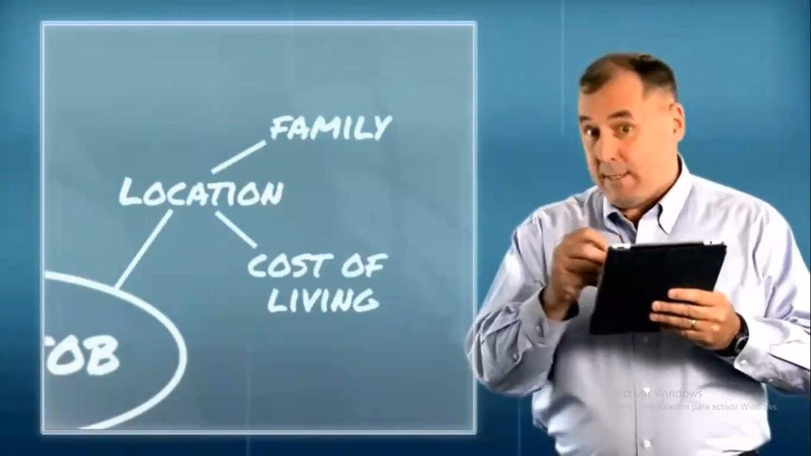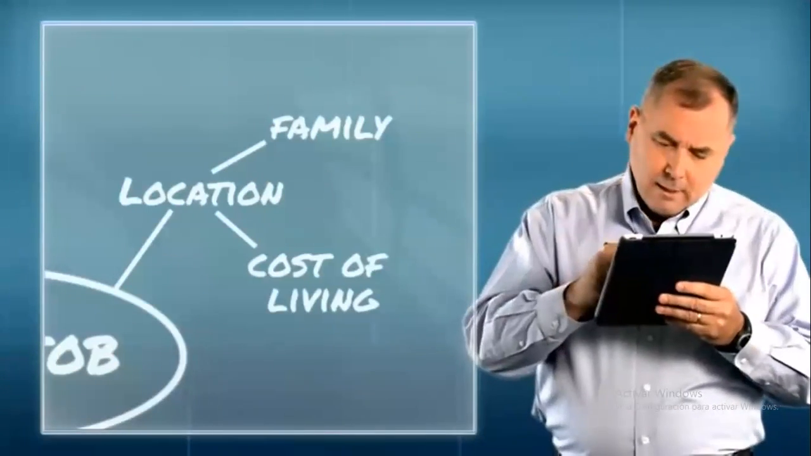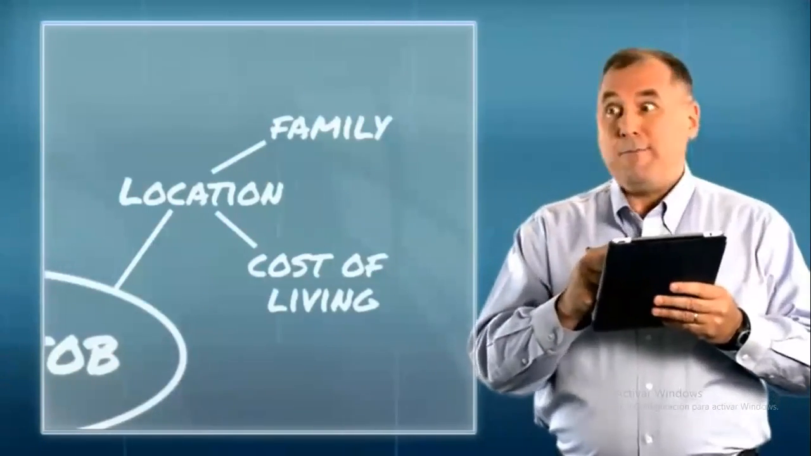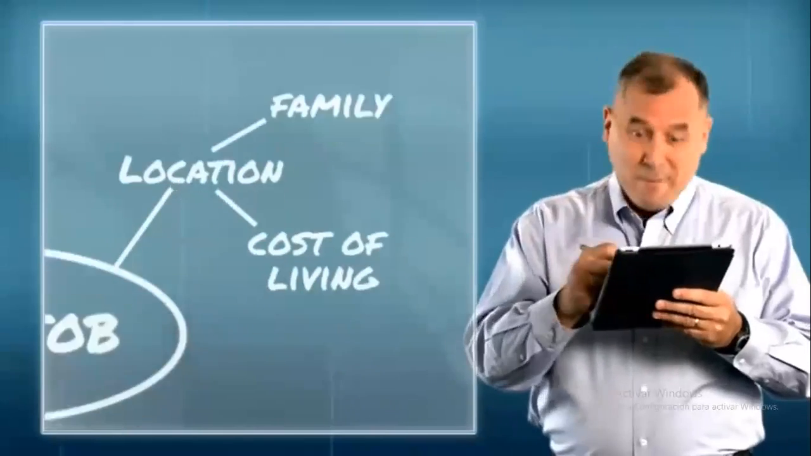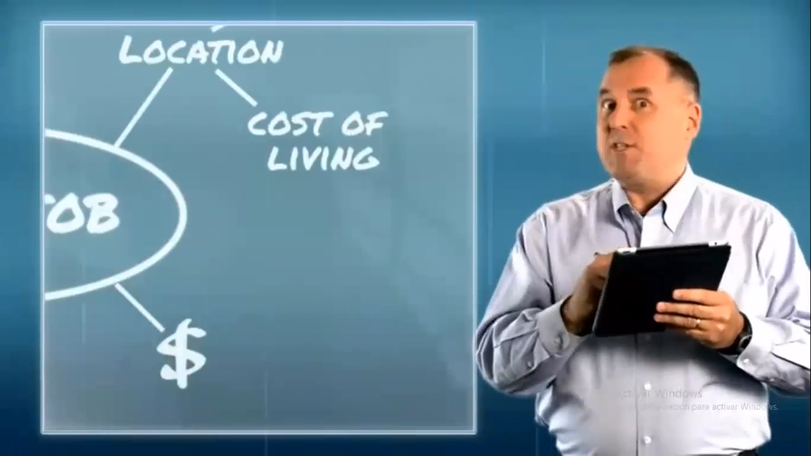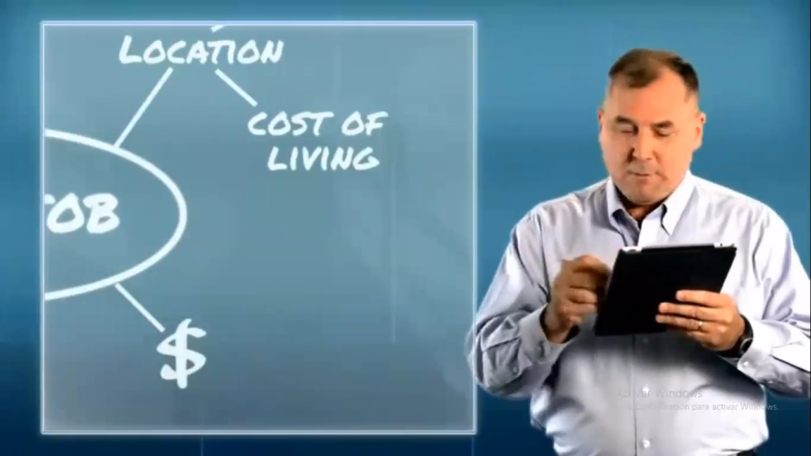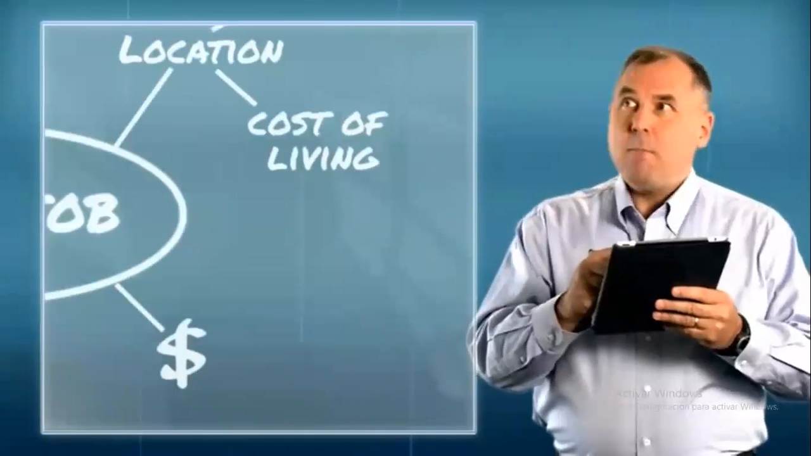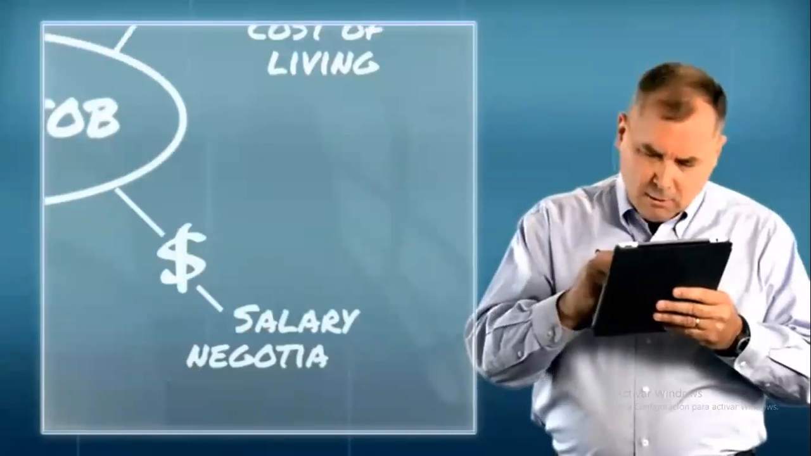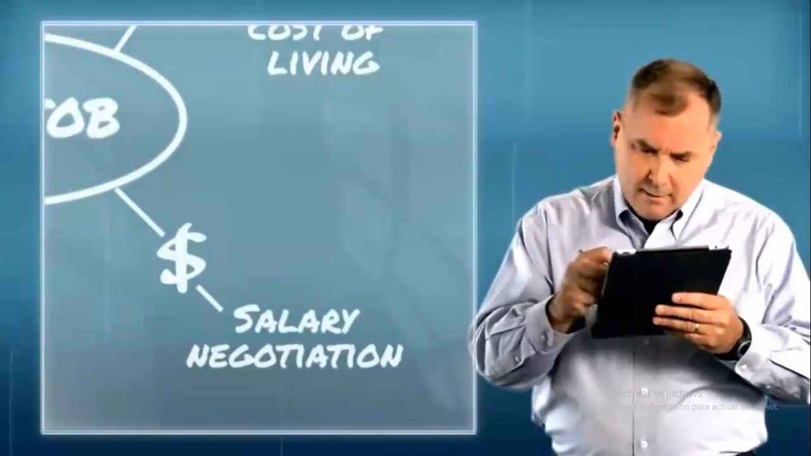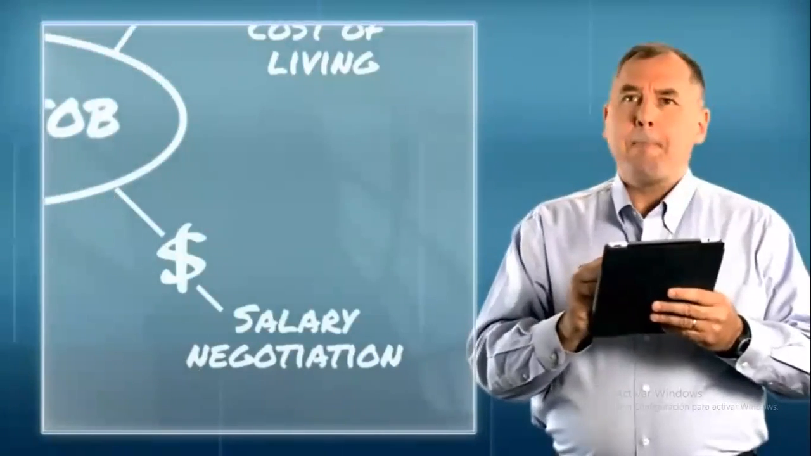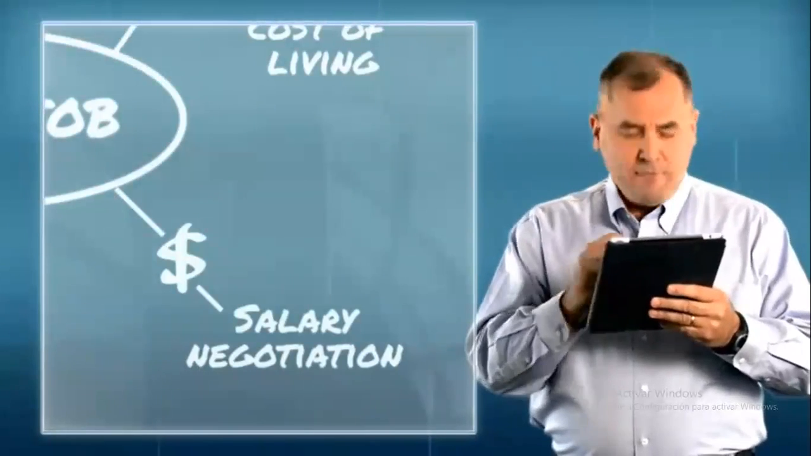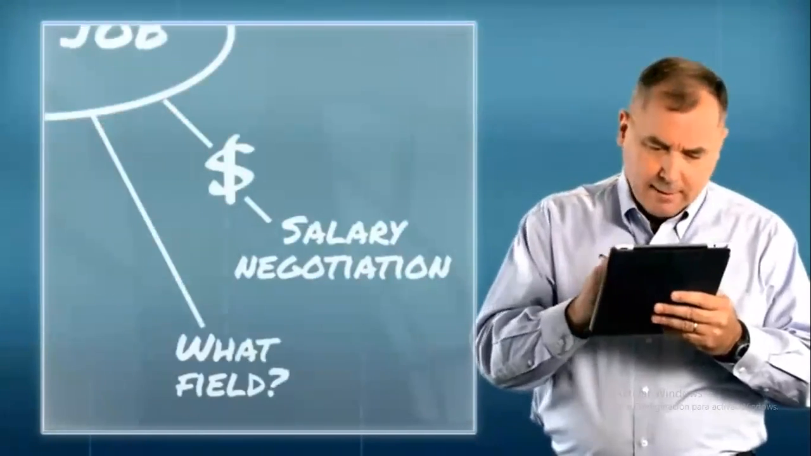Notice I'm drawing rays off of the circle. Let's see. Get a job. How about money? How much money do I want to make? So I'm drawing a symbol now for money, not writing it out, because I want to speed the time up. Money, salary negotiation. I need to know about how to do that. What field? What field do I want to concentrate in? Let me write that down.